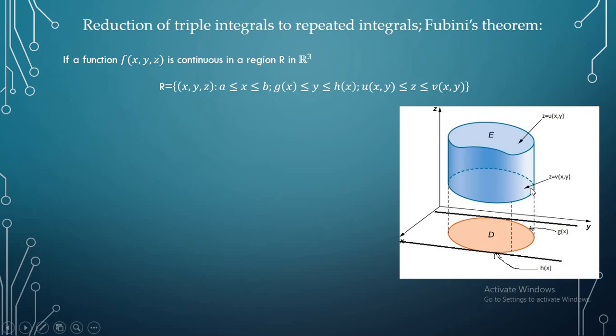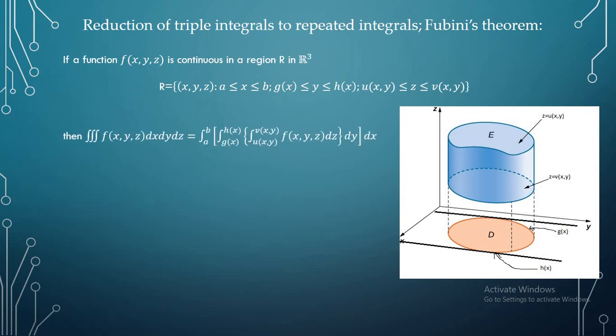So this is given. These are the surfaces z equal to u(x,y) and v(x,y), and these are the functions of x given for y, g(x) and h(x), and x is the independent variable taking values from a to b. So you can consider this region, and take this as an example.